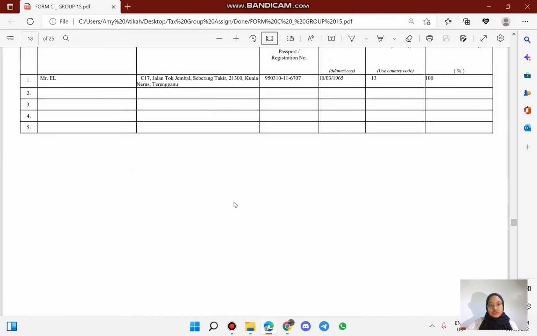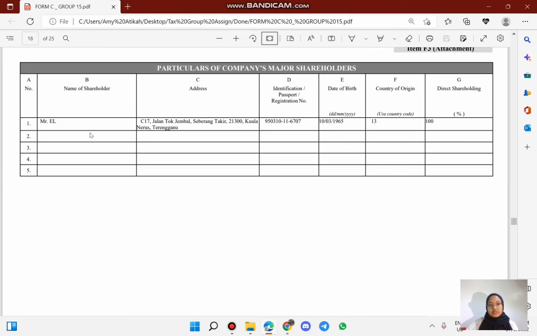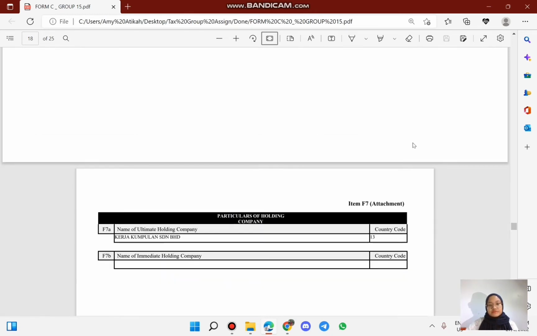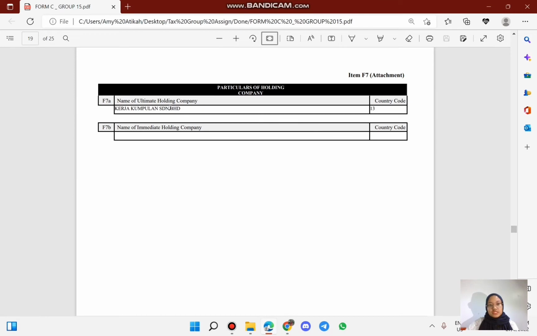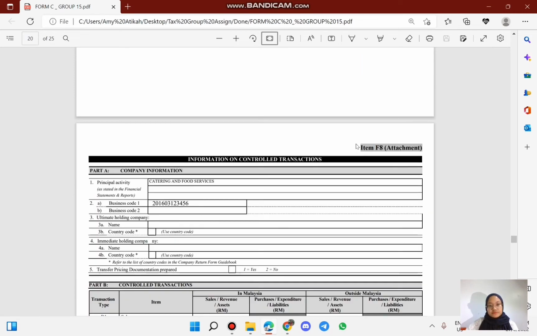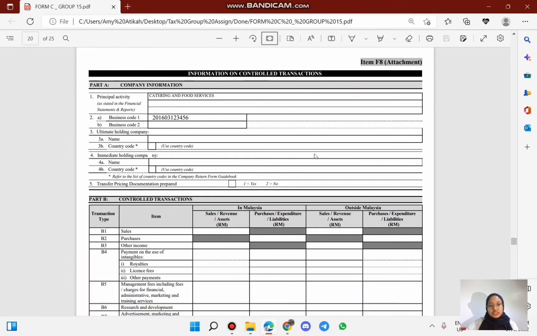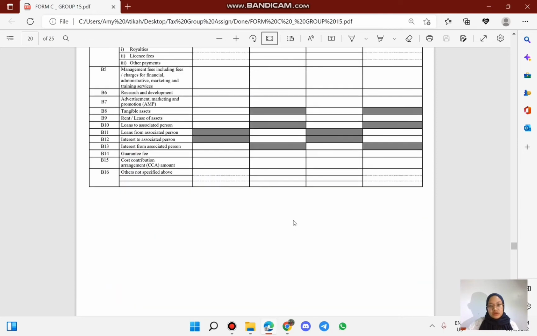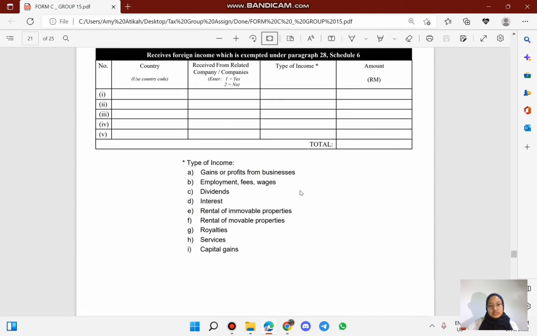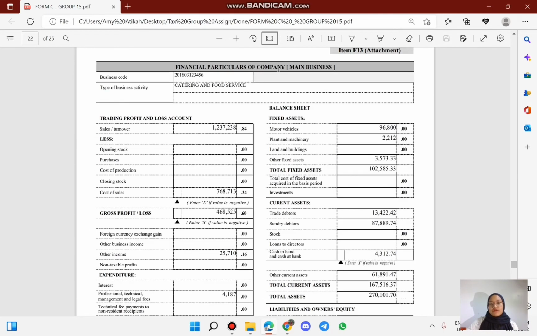So let's move on to the particular of company major shareholder is Mr. L. The address, the identification passport, date of birth, country of origin, and direct shareholding. And particular of holding is Kerja Kumpulan Sdn, country code is 13. Okay, here are the information of control transaction. The principal activity is catering and food services, business good, and others particular you don't have to fill in because it's not related. Okay, now I will explain to you the financial particular of the company.